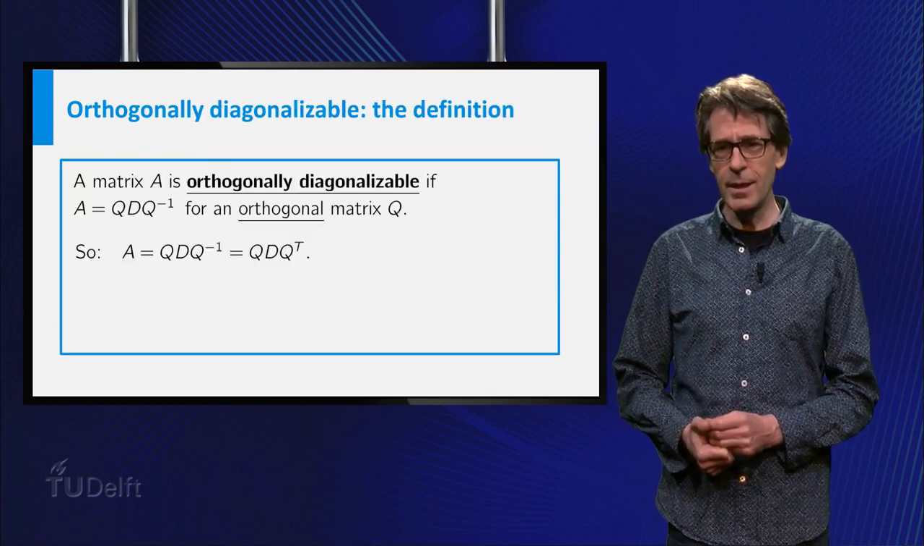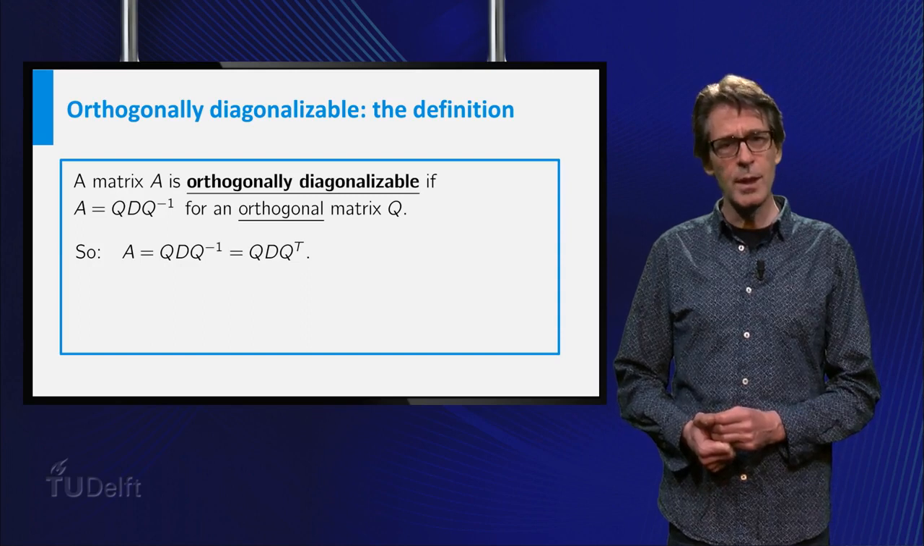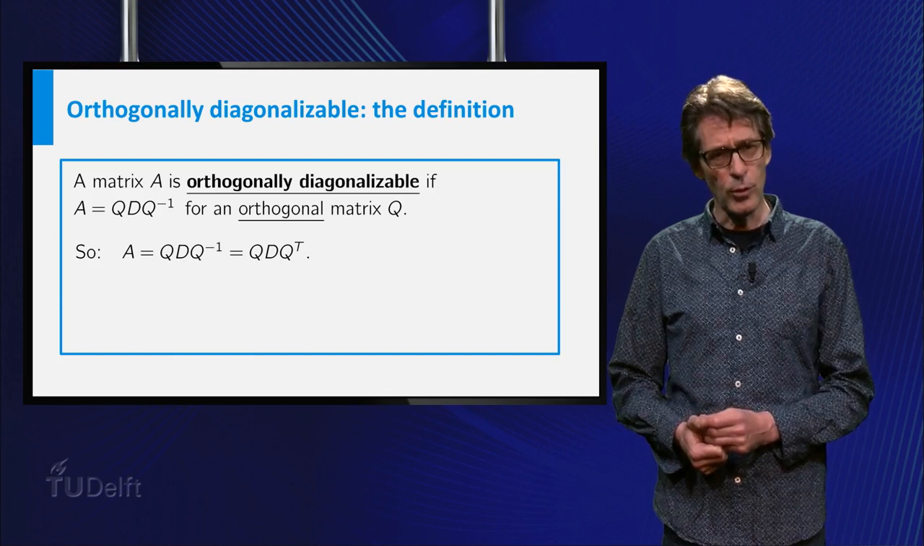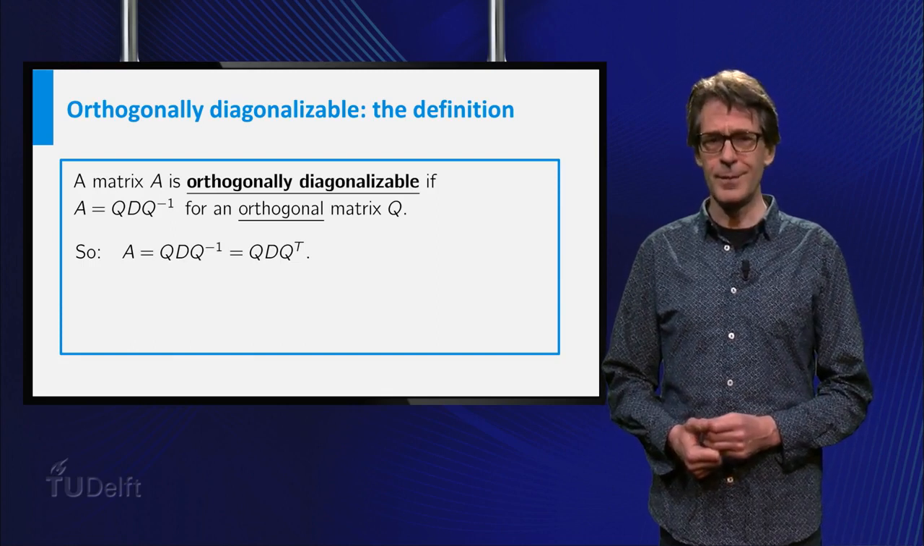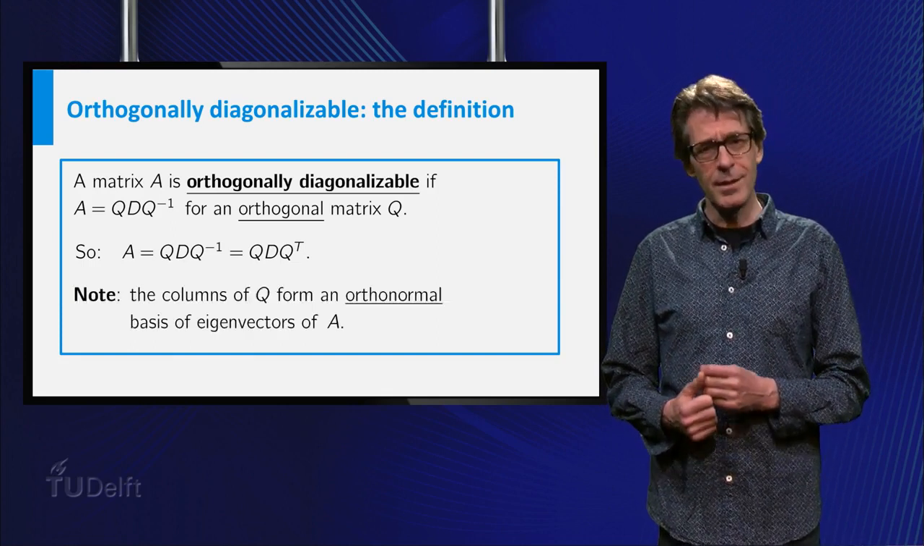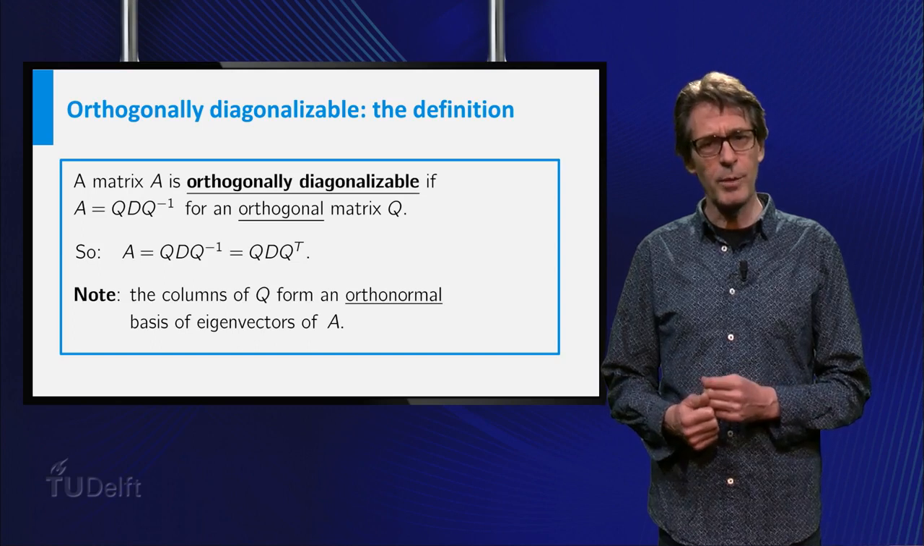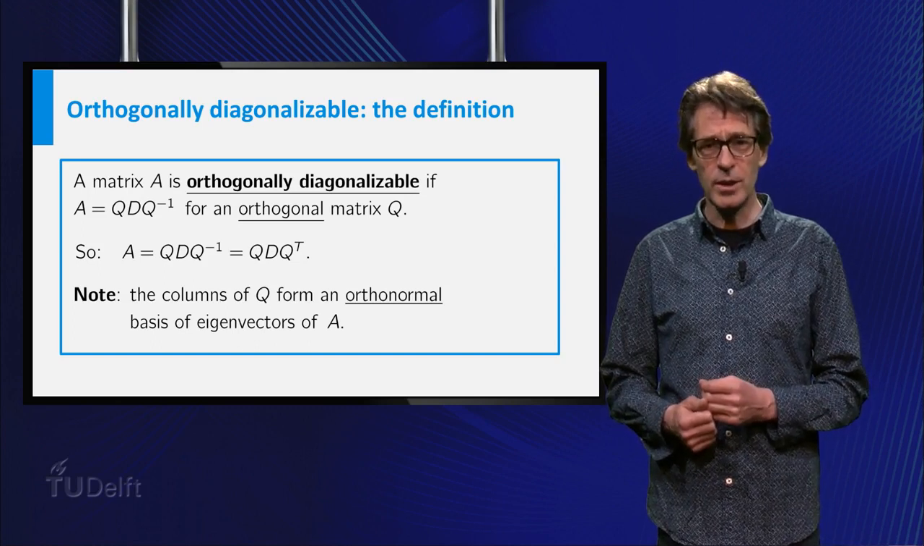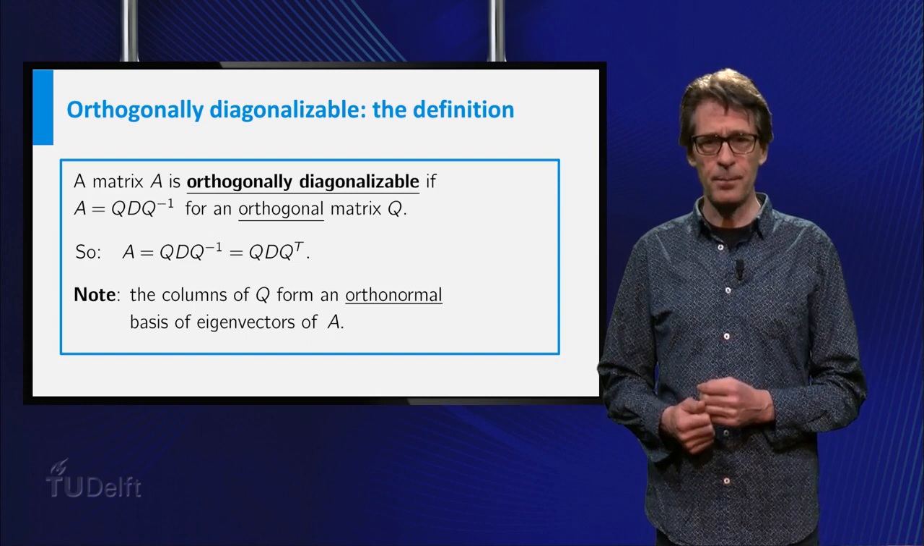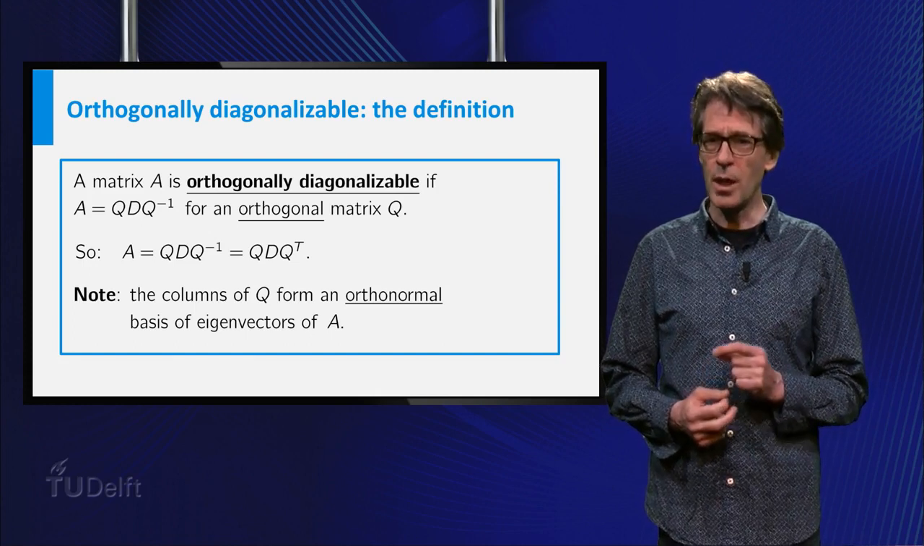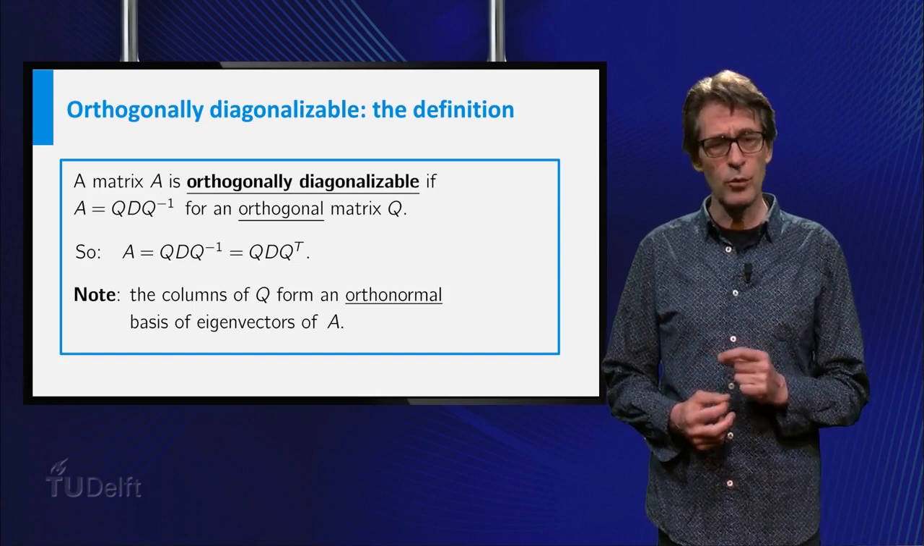It means that A can be written as Q times a diagonal matrix D times Q inverse for an orthogonal matrix Q. And this is the same as there exists an orthonormal basis of R^n consisting of eigenvectors of A. Note that these eigenvectors are precisely the columns of the matrix Q.